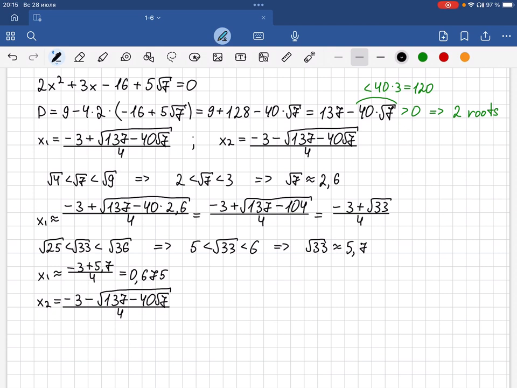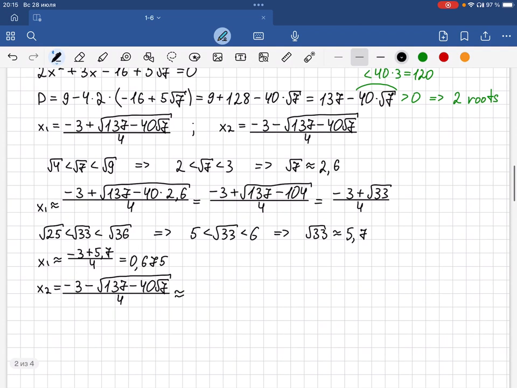So what we can do with the second root, we can say that it approximately equals minus 3 minus 5.7 divided by 4. So I just use this result right here, but change this plus to minus. And this is minus 2.175.